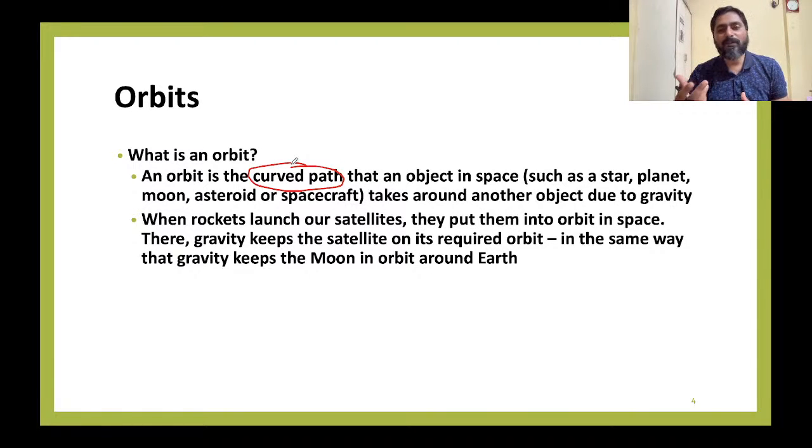And why do these objects orbit another object? It is because of the force of gravity. So because of the force of gravity, these objects are orbiting each other. So that is what is orbit. That is the general sense of orbit.